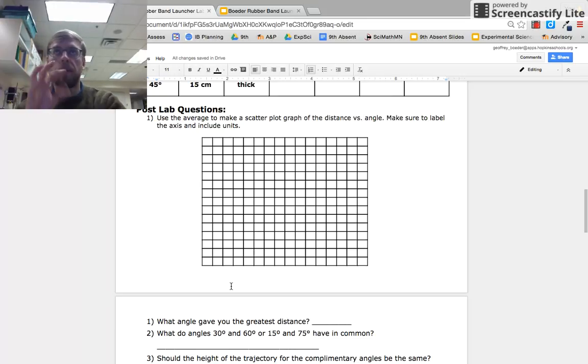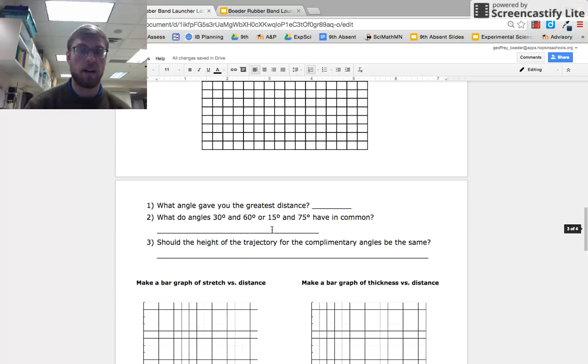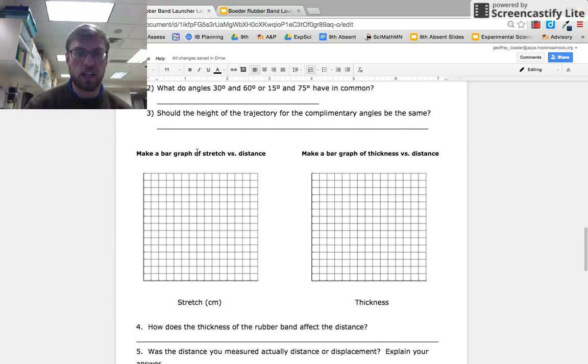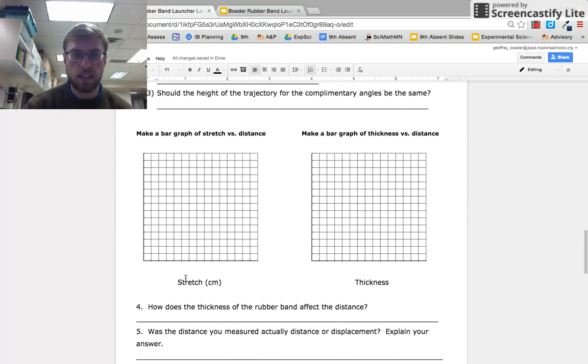Well, let's see. Independent variable is one I changed. I was purposefully changing the angle, and that goes on the x-axis. Okay, so angle goes on the x-axis. And then the one that was depending on what I did was the dependent variable, and that you have to figure the rest out. Answer some questions. Then you're going to make a bar graph of stretch versus distance. You'll notice stretch needs to be on the bottom here. There's probably only 2 marks, so it'll be a bar graph. And then you'll have distance on the y-axis. Make a bar graph of the thickness versus the distance. Should we calculate averages or all trials? Talk to your group.